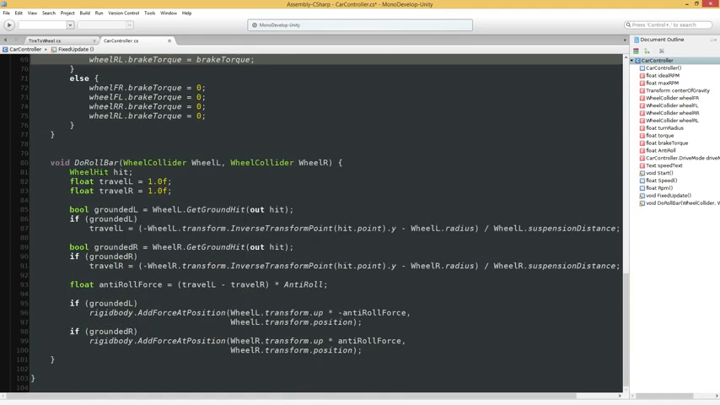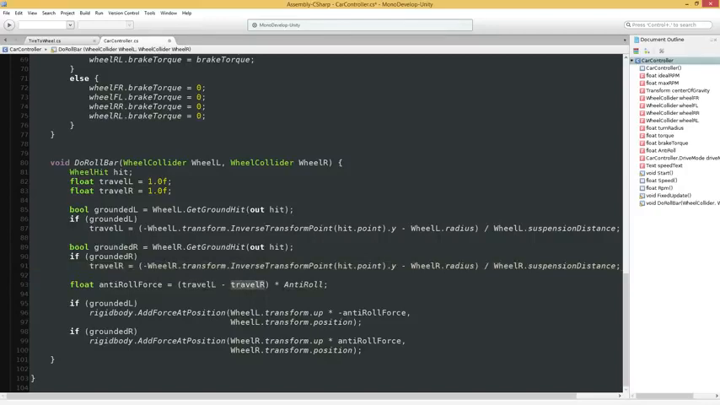Here's the roll bar code. And there's a lot of little mathy things, but the gist of it is, if we're touching the ground, then we figure out how compressed the suspension is on both sides, the left tire and the right tire. We figure out the difference between the two and multiply it by an anti-roll value.